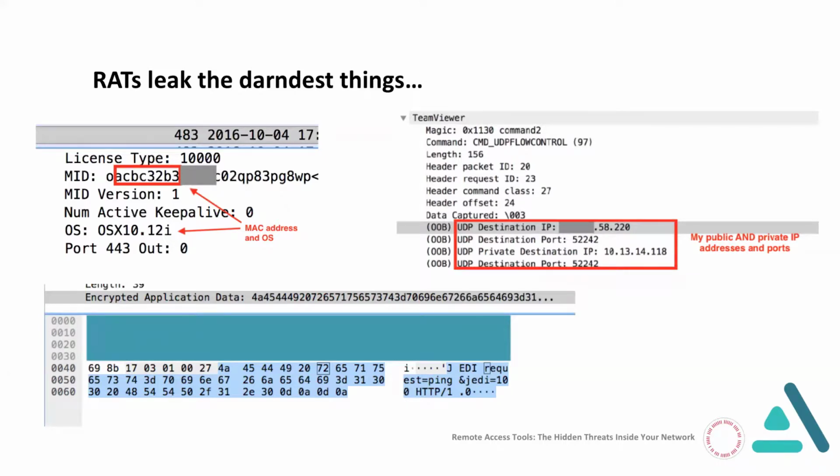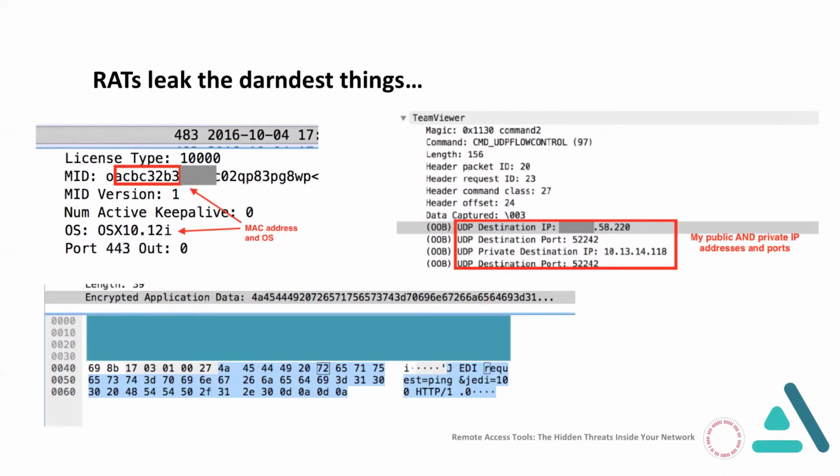So in this example, the top two screenshots here are TeamViewer, which is a very popular, legitimate remote access tool. On the left side, we see my MAC address and my OS being leaked out across the network. So this is in the clear, lightly obfuscated. This is using a script that I extended that somebody else had started. But that information gets leaked, and so you can really track somebody that way.